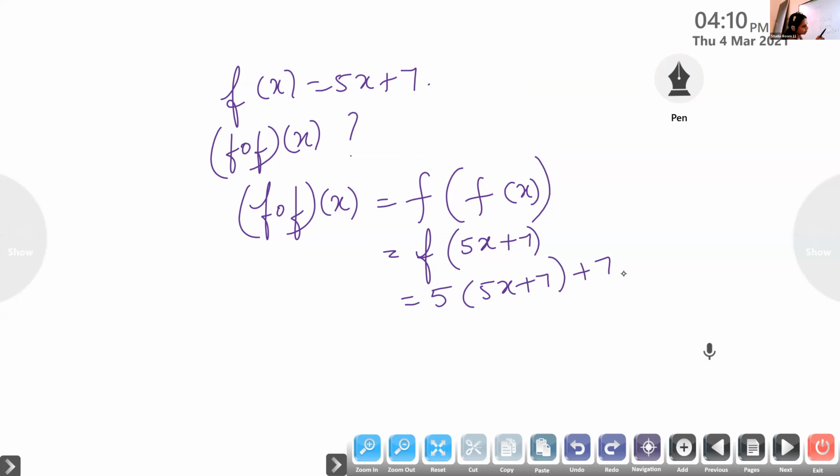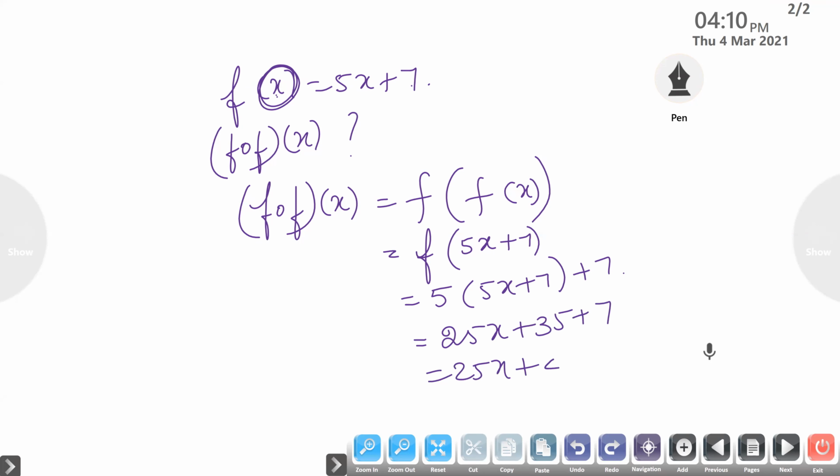Michael, is it okay? Is it clear? What is in the place of x? That one we multiply by 5 and add 7. So here, in the place of x, we have 5x plus 7. So 5 into 5x plus 7 plus 7. When you open the bracket, you will get 25x plus 35 plus 7, which is 25x plus 42.